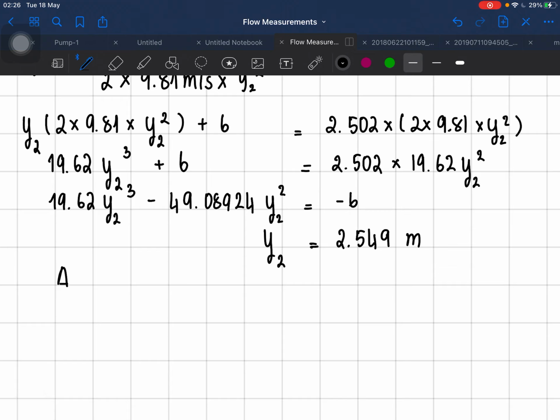So now we can find delta y, which is y2 minus y1 equals 2.549 minus... wait, what is the y1? 3, right? Okay, 3 minus 2.549, it's 0.451 meter. So in this case, 0.451 meter.